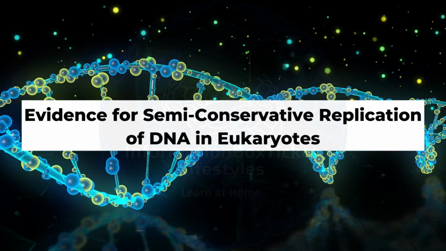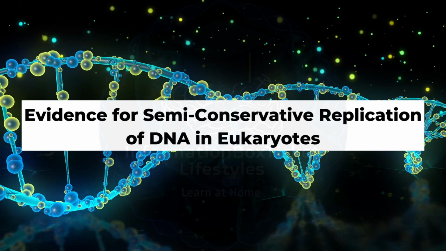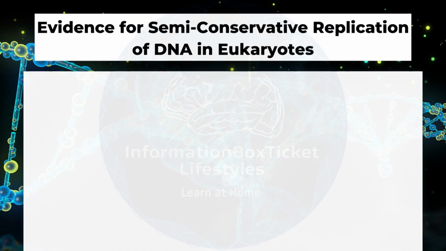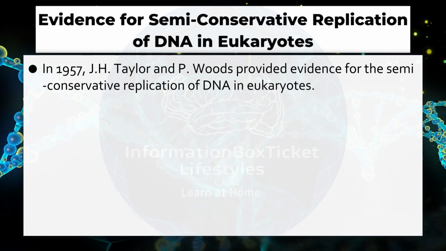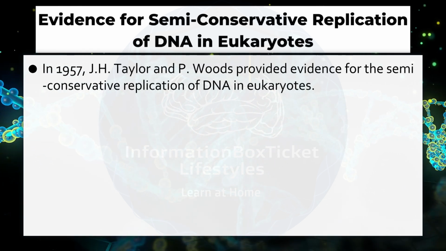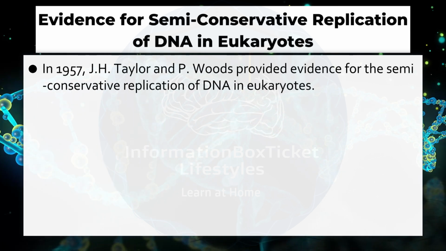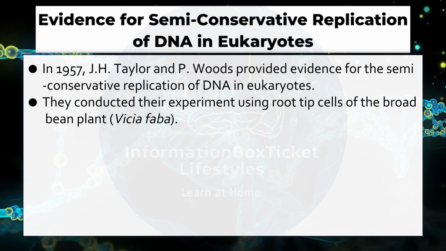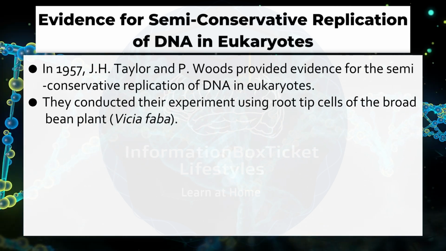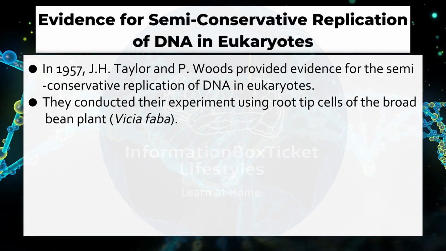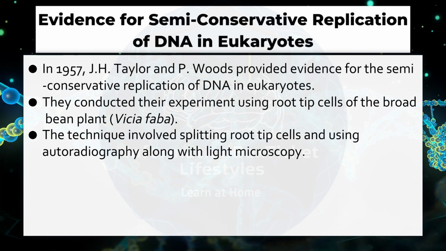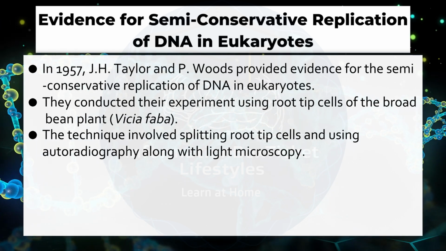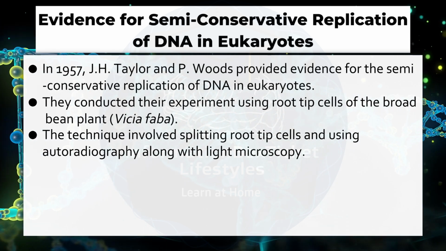Evidence for semi-conservative replication of DNA in eukaryotes. In 1957, J. H. Taylor and P. Woods provided evidence for the semi-conservative replication of DNA in eukaryotes. They conducted their experiment using root tip cells of the broad bean plant, Vicia faba. The technique involved splitting root tip cells and using autoradiography along with light microscopy.